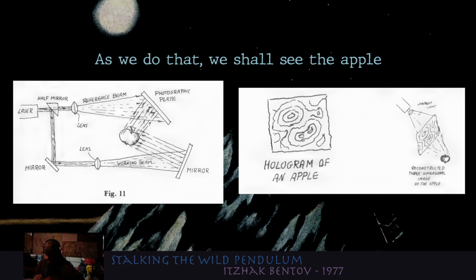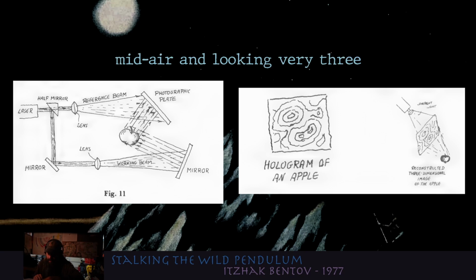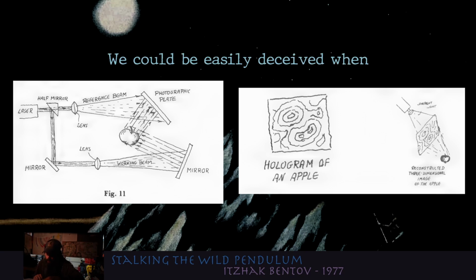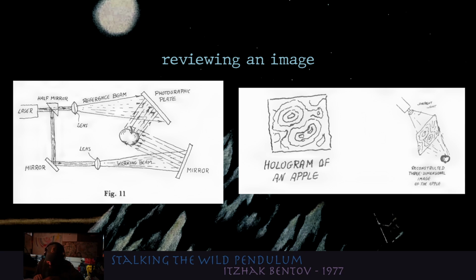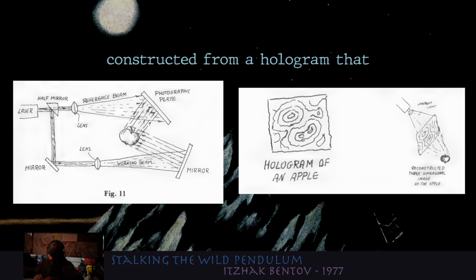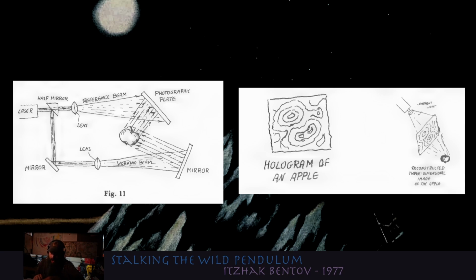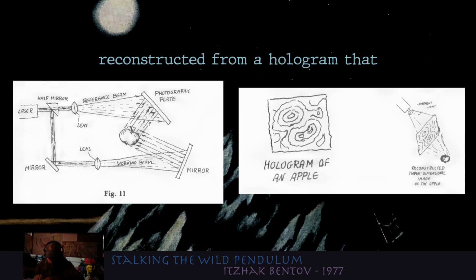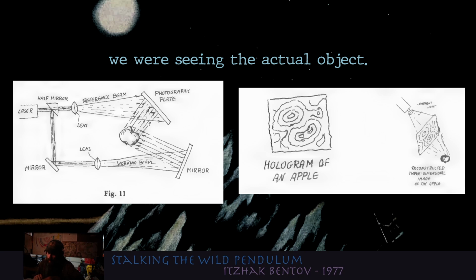As we do that, we shall see the apple appear suspended in midair and looking very three-dimensional and real. We could be easily deceived when reviewing an image reconstructed from a hologram that we were seeing the actual object.